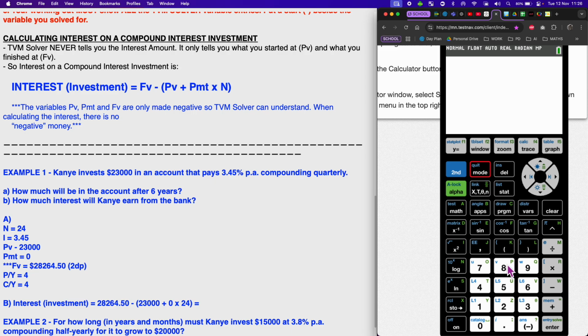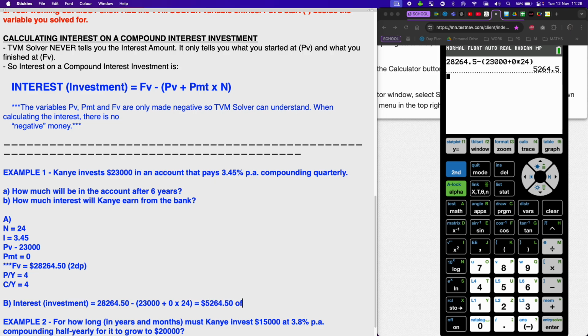So I can do separate maths here. $2,8,264.50. Take away, you can use brackets. This is an advanced calculator. 23,000 plus 0 times by 24. So what does that tell me? Kanye only actually earns $5,264.50 of interest in 6 years.